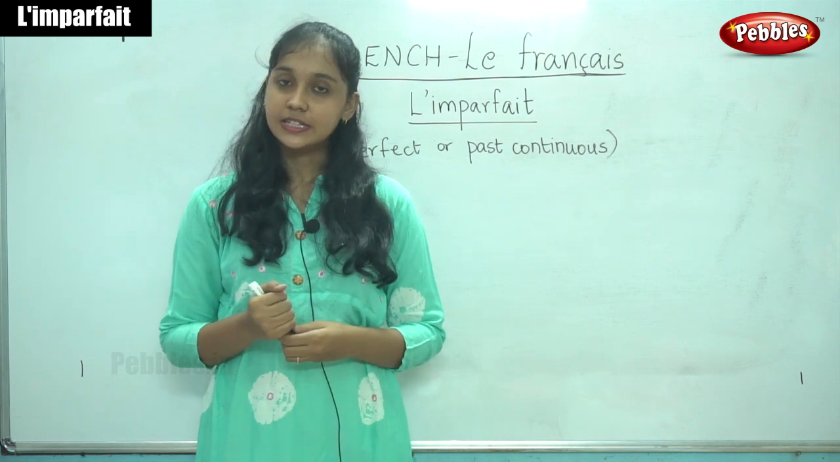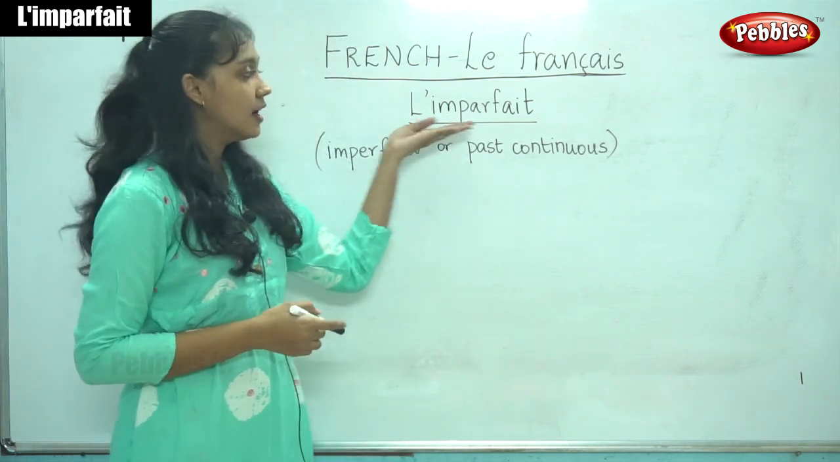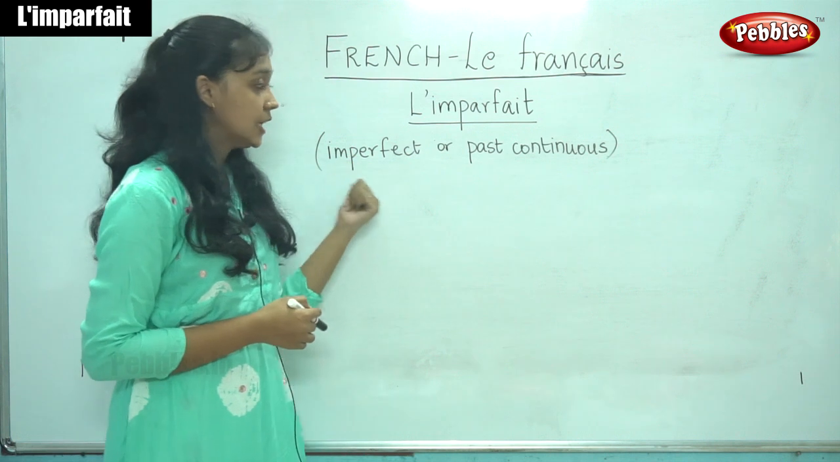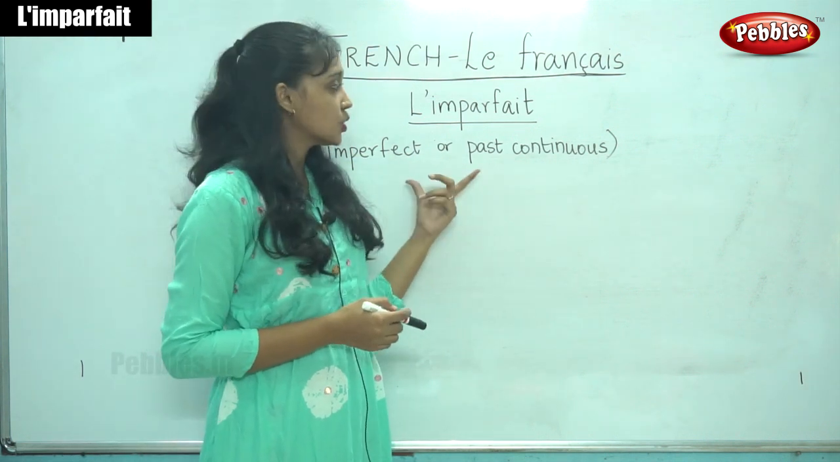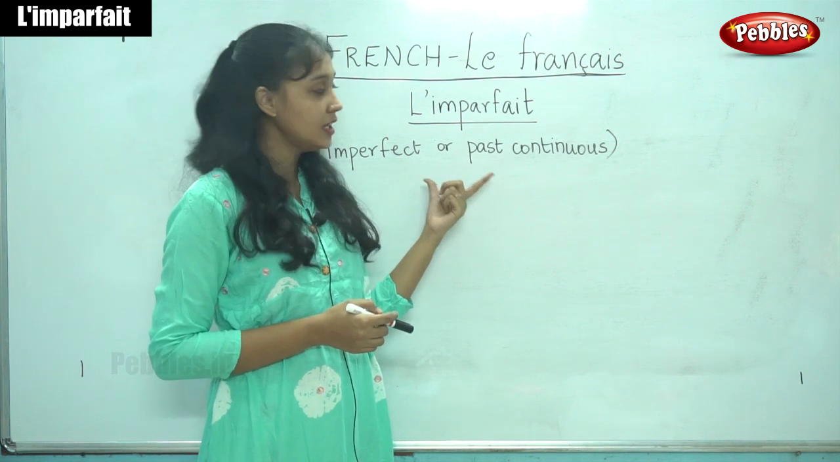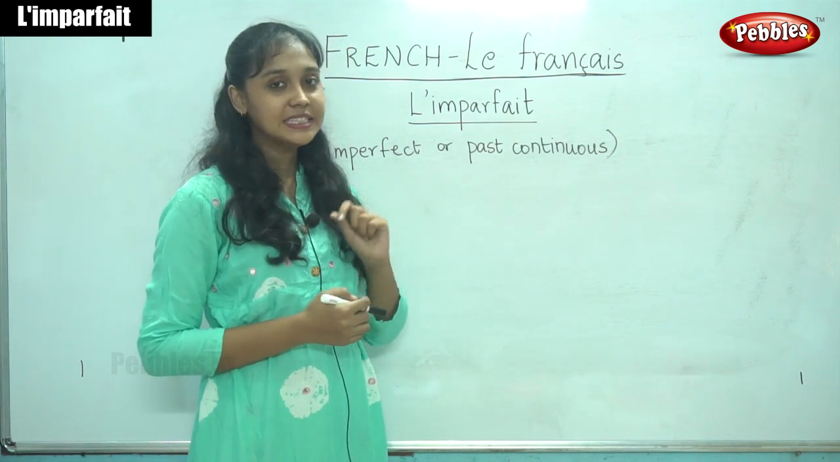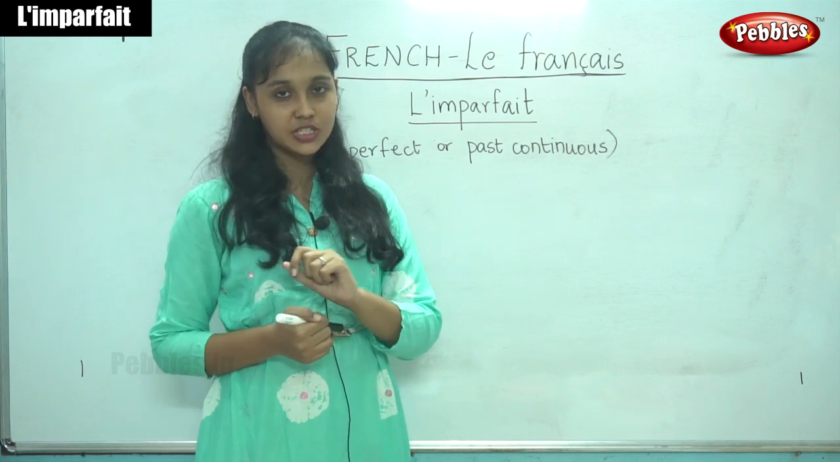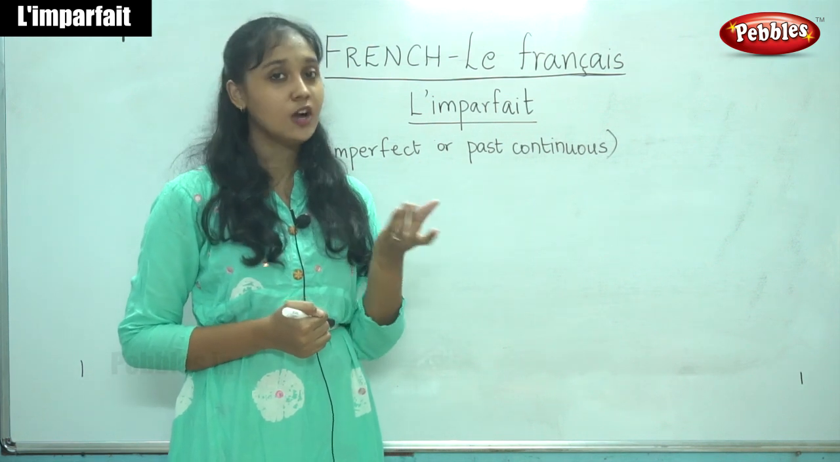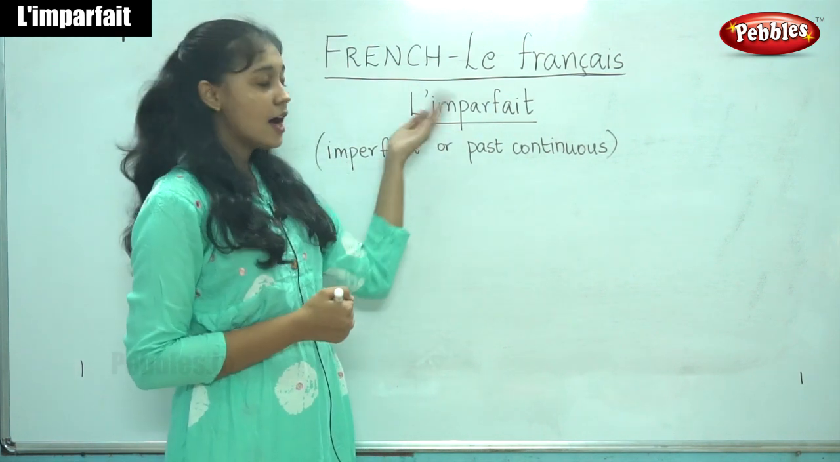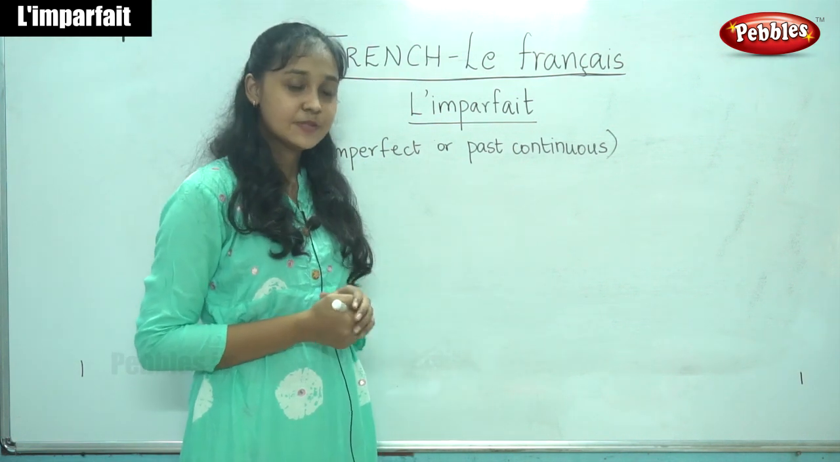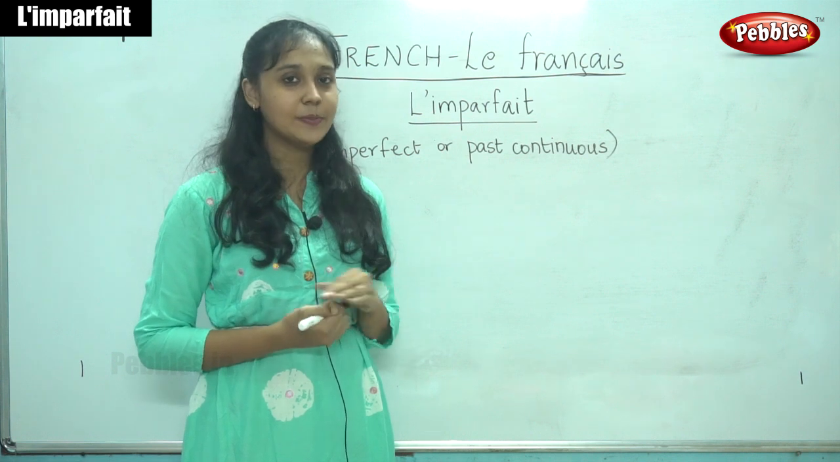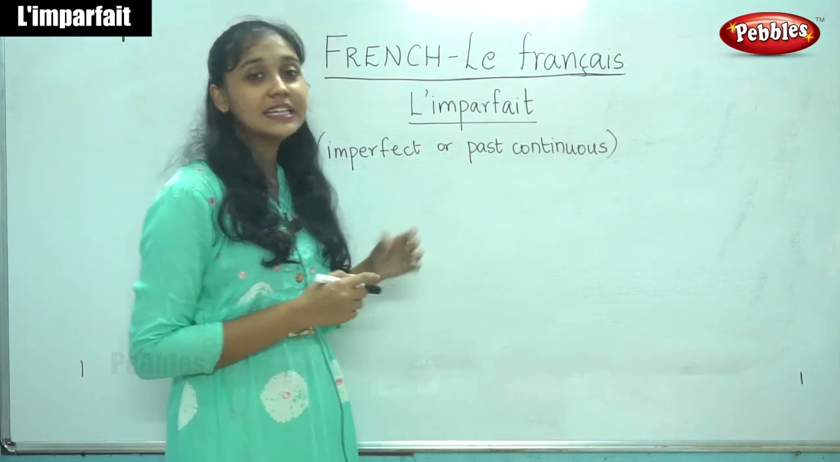Now we are going to learn another tense, l'imparfait. It is the imperfect or past continuous tense. So this is also very simple. You just have to remember the endings, like the future tense where you wrote the stem followed by the endings. In the imperfect also you need to learn the stem and the endings. So as usual we begin by learning the ER verbs.